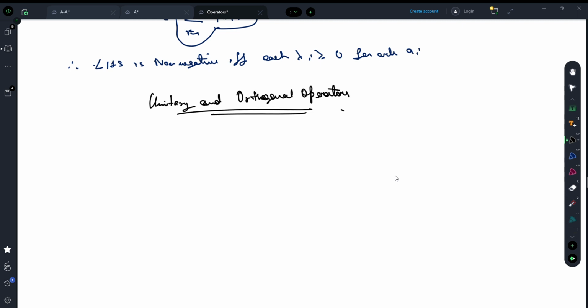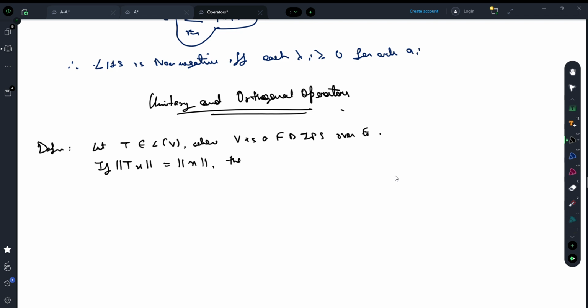Okay. So let us straight away come to the definition of it. Let T be a linear operator over a finite dimensional inner product space V over a field F. If the norm of the image of any vector x under T is the same as the norm of x for all x in V, then T is said to be unitary if the field is complex, that is, if F is C, and it's called orthogonal if F is R.